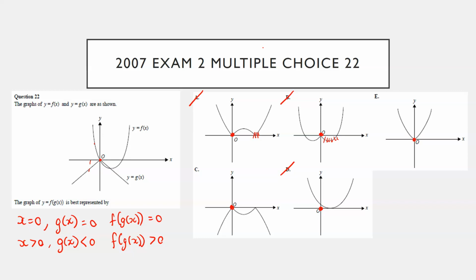E, that looks pretty good. It's positive. And C, well, it's negative and negative. So I can cross out C. So it looks like my answer is E. Let's just double check what happens if x is negative. Well, if x is negative, g of x is negative here. And f of a negative number is also going to be positive. So when x is negative, f of g of x should be positive, which is what we have here. So therefore, my answer is E. Now, only 37% of students got that correct.